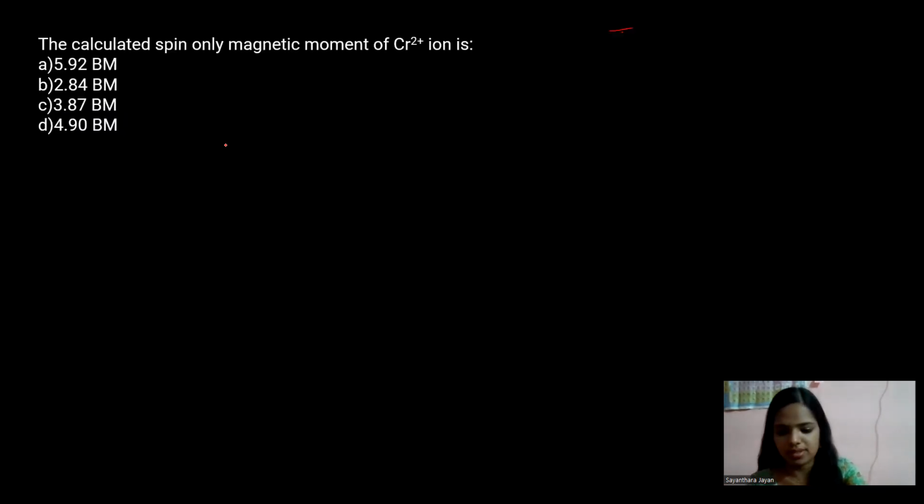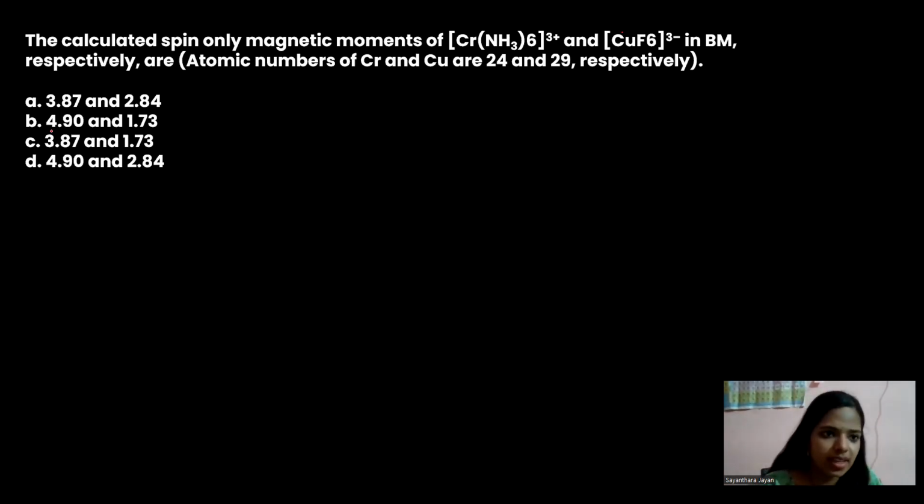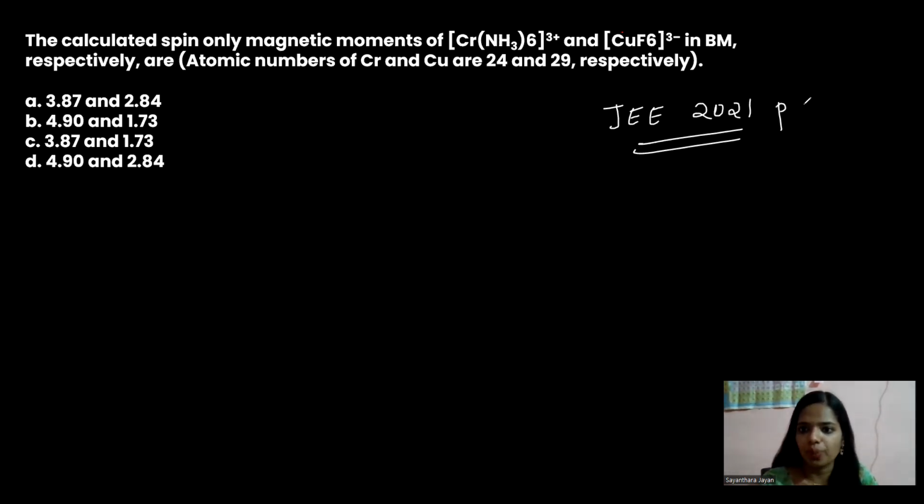This is the second question, asked in JEE 2021 PYQ. Calculate the spin only magnetic moments of [Cr(NH3)6]3+ and [CuF6]3- in Bohr magneton. The atomic numbers of chromium and copper are given in the question itself, right?